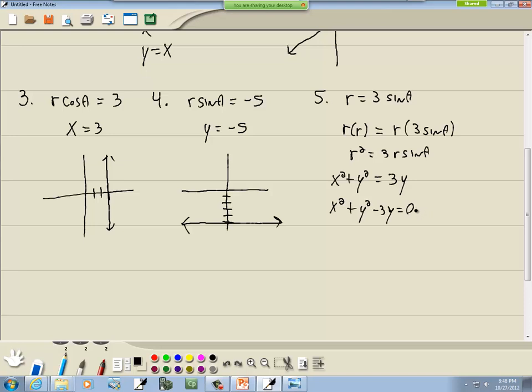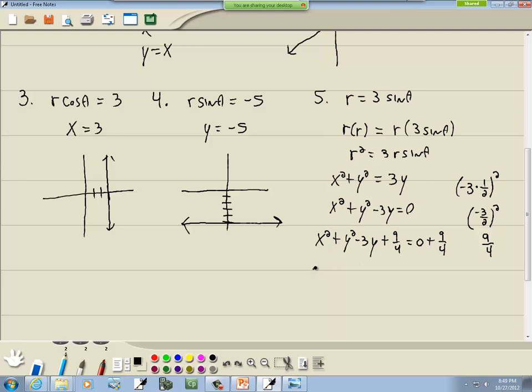And we want to complete the square on the y's. So we'll take the number before our y, which is negative 3, multiply it by half and square it. It's always by half, it's always squared. Negative 3 times half is negative 3 halves, and negative 3 halves squared is 9/4. And we'll add that to both sides. So we've got x squared plus y squared minus 3y plus 9/4 equals 0 plus 9/4.